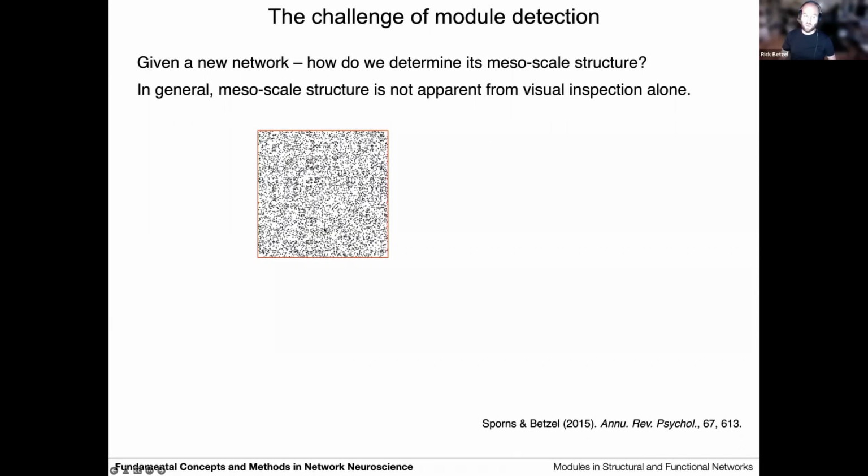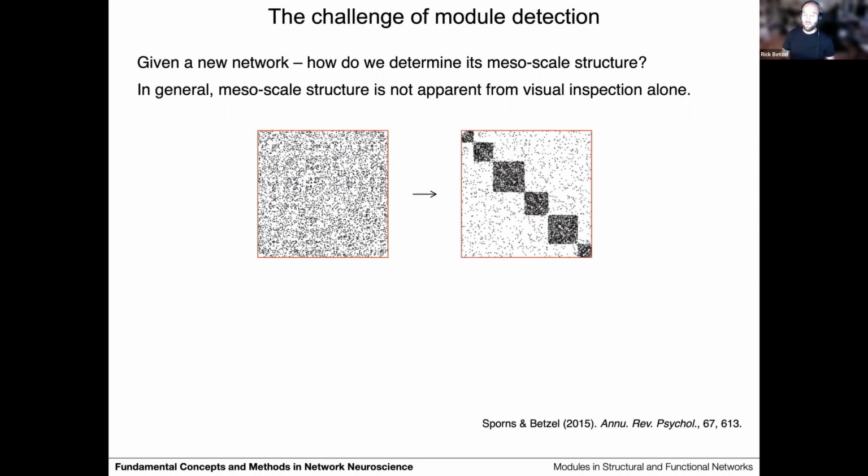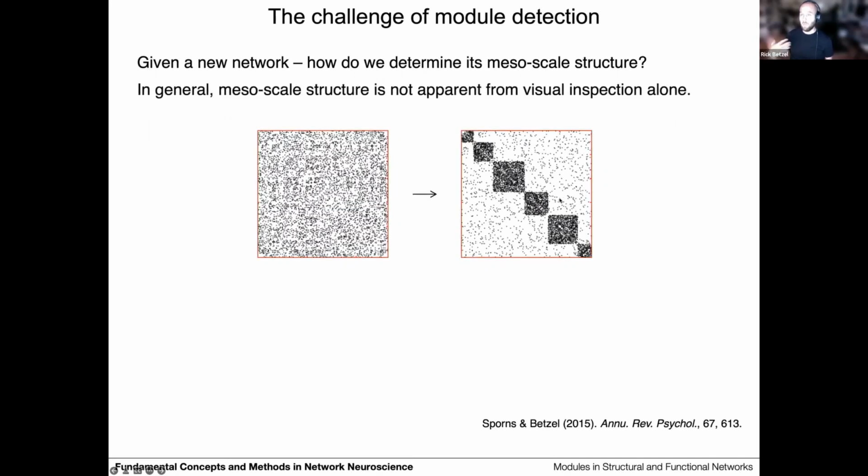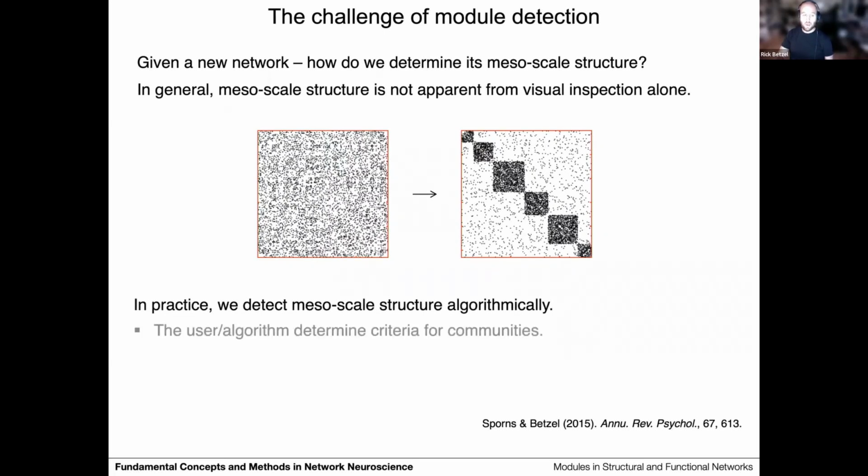So here's an adjacency matrix for a network. If you were to stare at it, like we are right now, you would not recognize that nested inside of this network, its rows and columns can be reordered to reveal very clear block modules. So we can't assess whether a network has modules based on visual inspection alone. We need something better. We need algorithmic tools and quantitative tools. This is a practice referred to as community or module detection.